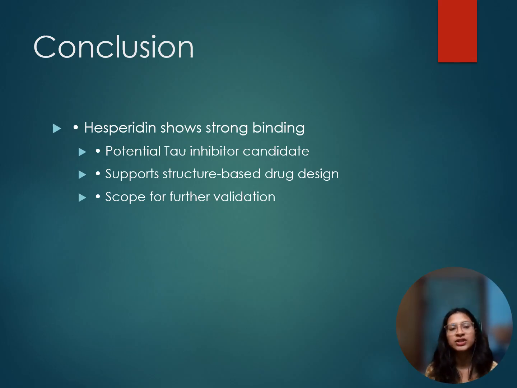So in conclusion, hesperidine shows the strongest binding among all the other 5 ligands I have done, and it is a potential tau inhibitor candidate, supports structure based drug design, and has scope for further future validations. This is what I get as a conclusion, but I will try to do better in future.